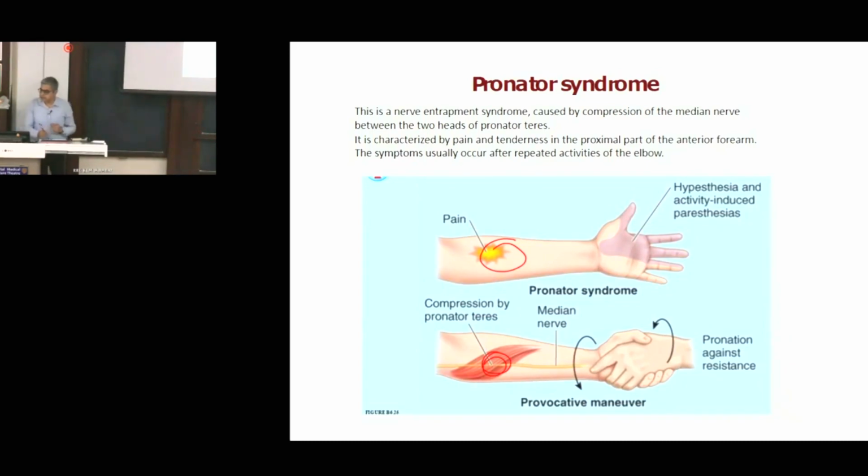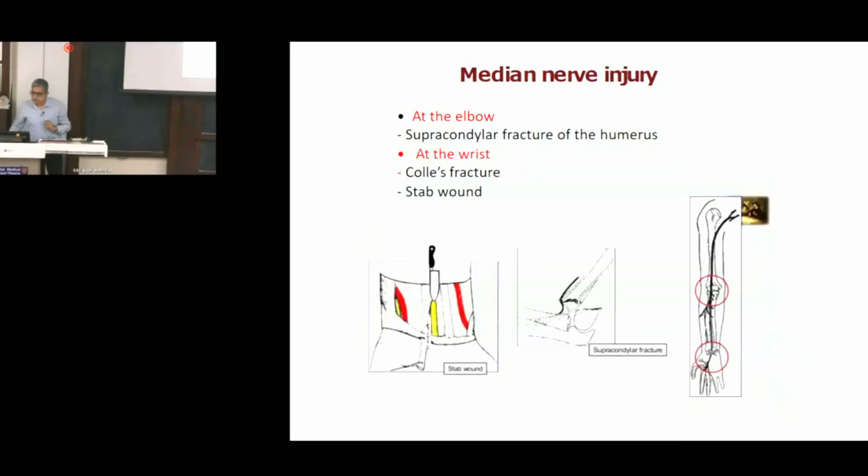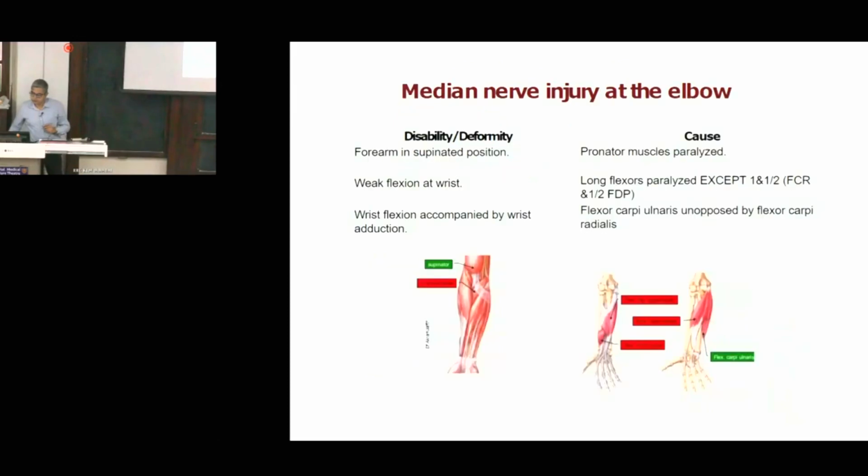There is hyperesthesia in the cutaneous distribution, the lateral three and a half digits. Then other places where injury happens, as told: supracondylar fracture, stab injury in this region, wrist injury. Stab injury may lead to median nerve injury. Or sometimes carpal tunnel.